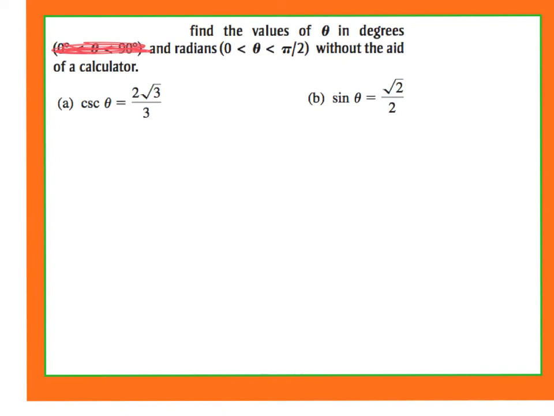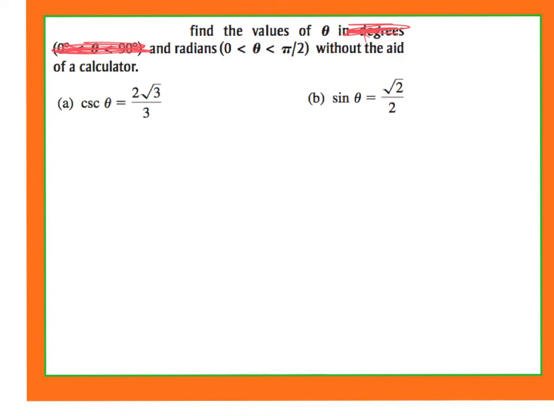Find the values of theta in degrees and in radians without the aid of a calculator. All right, fantastic. So cosecant theta is equal to 2 square root 3 over 3. So now we know our unit circle. We just had a quiz on it, and most people did quite well on it. Well, now we're going to kind of go backwards. So what value of theta gives me 2 square root 3 over 3? Now, I don't get anything on 2 square root 3 over 3. I think of 1/2, square root 2 over 2, and square root 3 over 2. Is that how you guys think too?